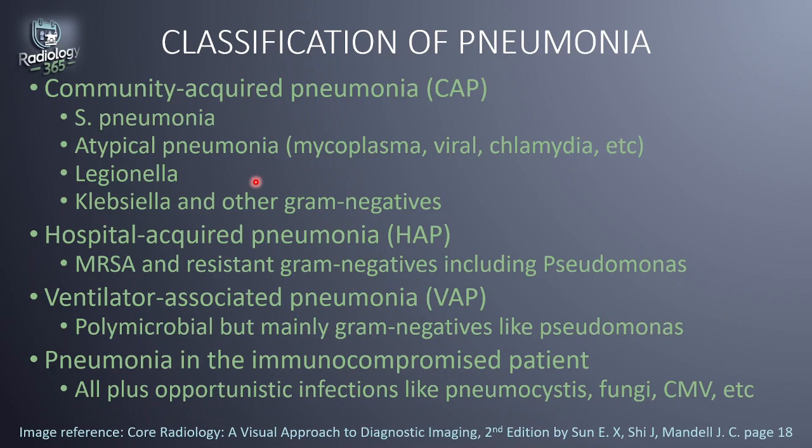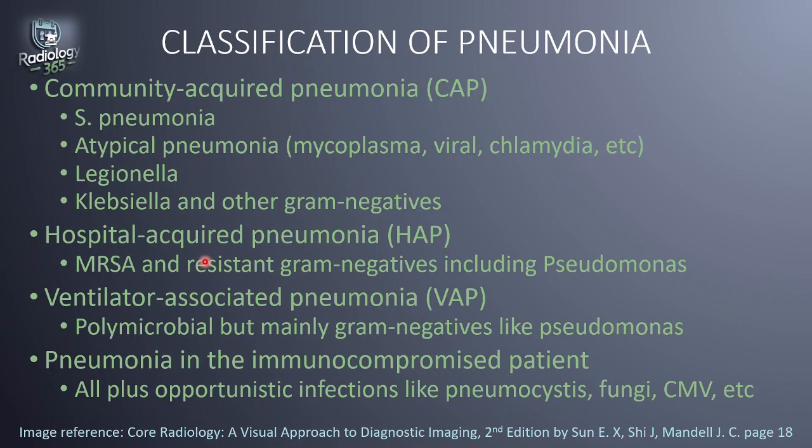Legionella is most common among elderly smokers, and infections caused by Legionella tend to be quite severe. Infections by Klebsiella and other gram-negatives occur among alcoholics and aspirators, and it classically leads to voluminous inflammatory exudates that cause the bulging fissure sign. We'll come across that later on.